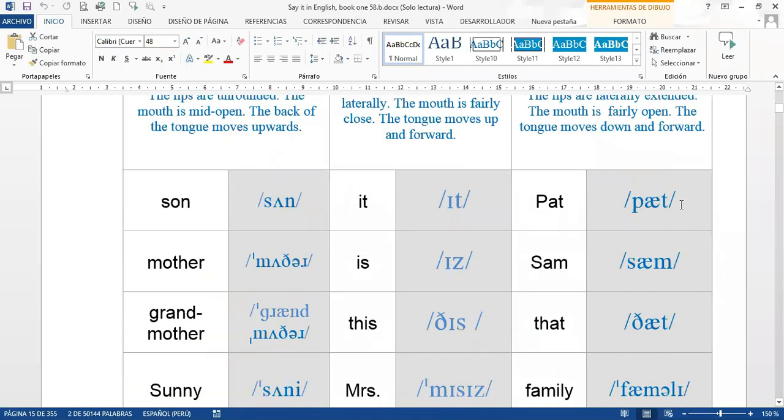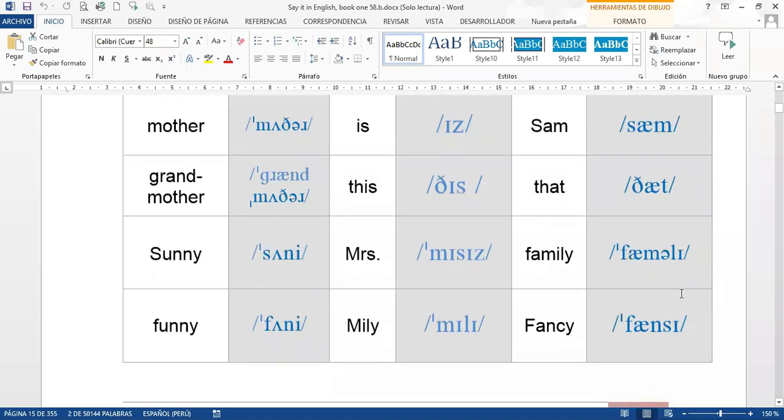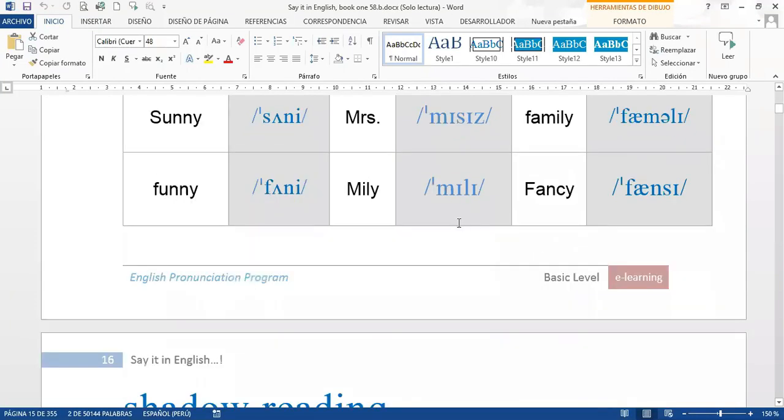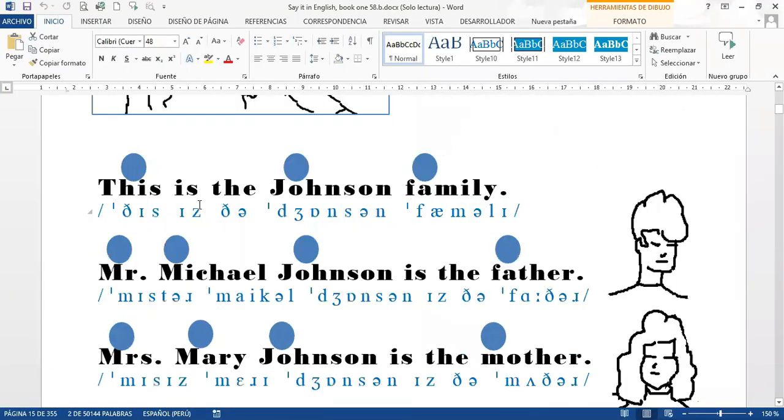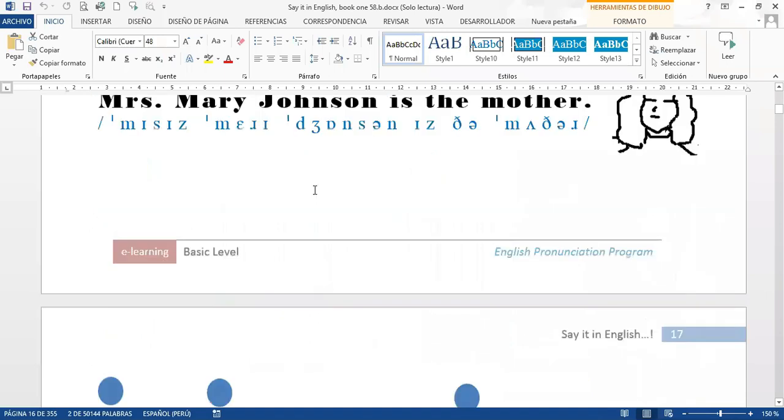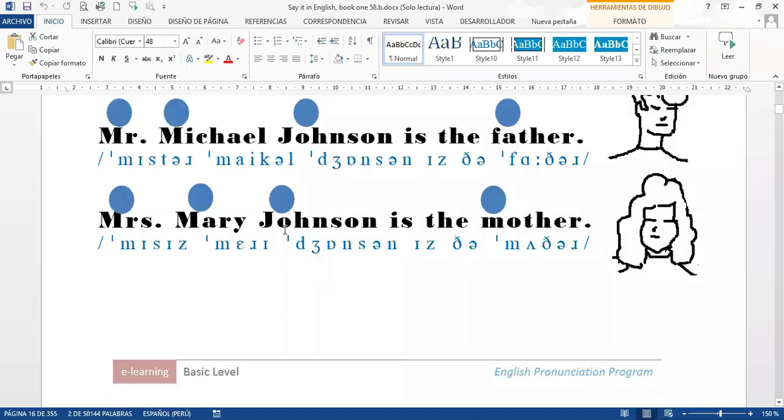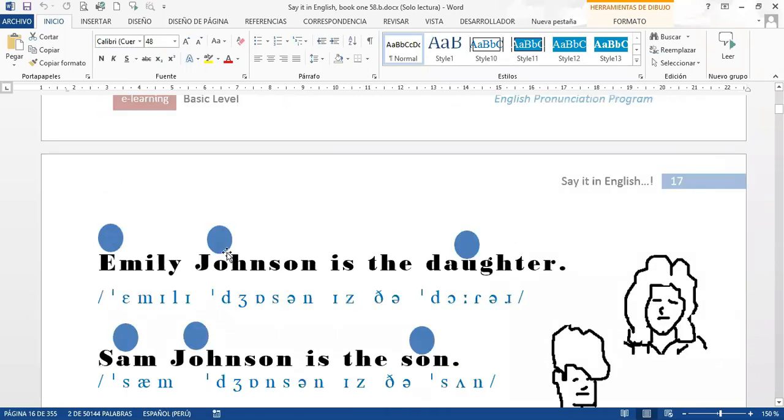The next one is a. So we have the words Pat, Sam, that, family, and fancy. We saw this: this is the Johnson family. Listen and repeat, please. This is the Johnson family. Mr. Michael Johnson is the father. Mrs. Mary Johnson is the mother. Emily Johnson is the daughter.